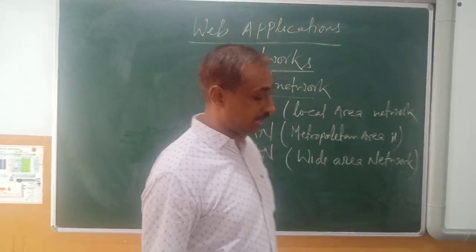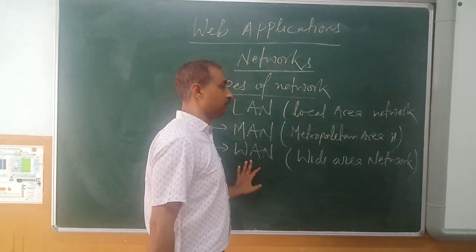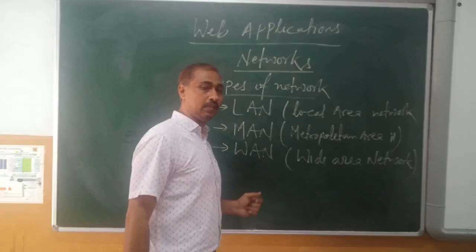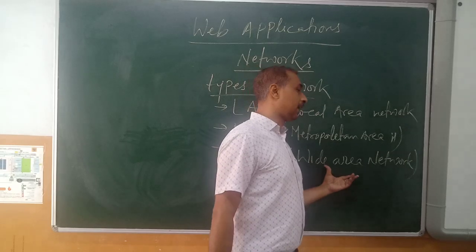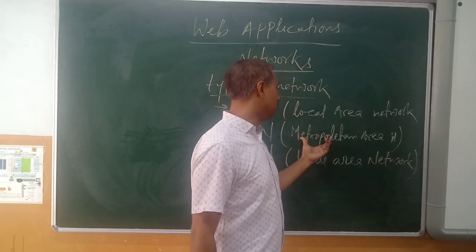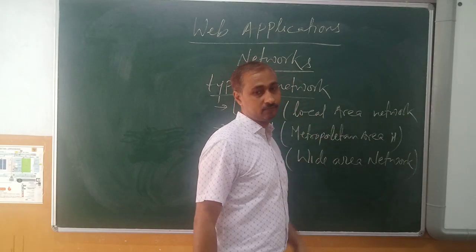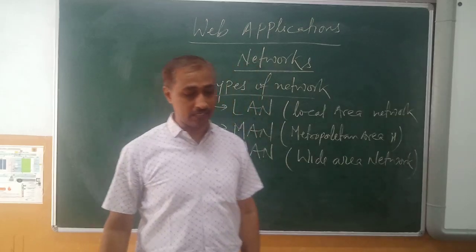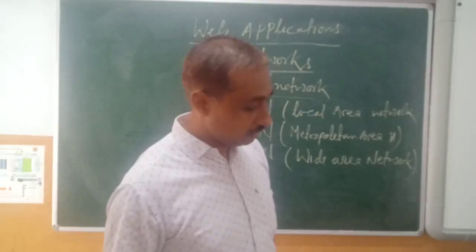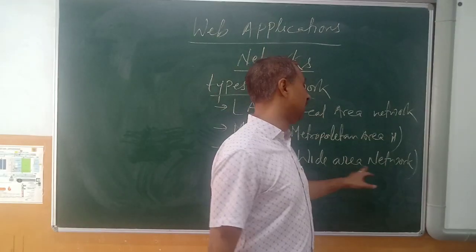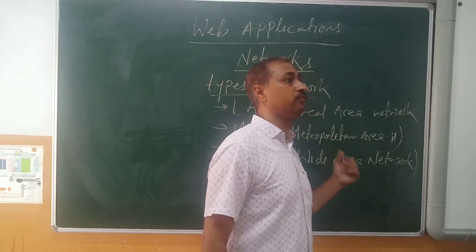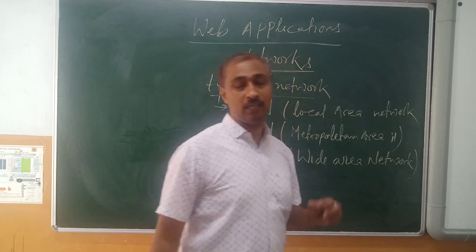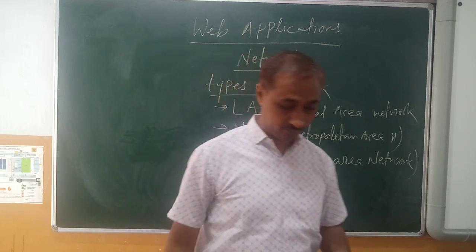The next one is WAN, wide area network. Wide area network is not having any limit, and it can have any number of MANs as well as LANs. Collection of MANs and LANs is going to make this wide area network. Wide area network is not having any geographical area limit. It can be as big as it gets.